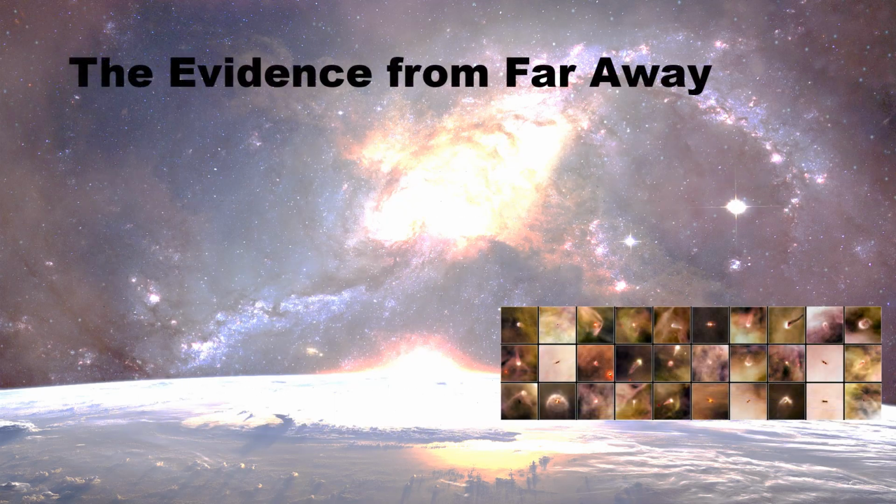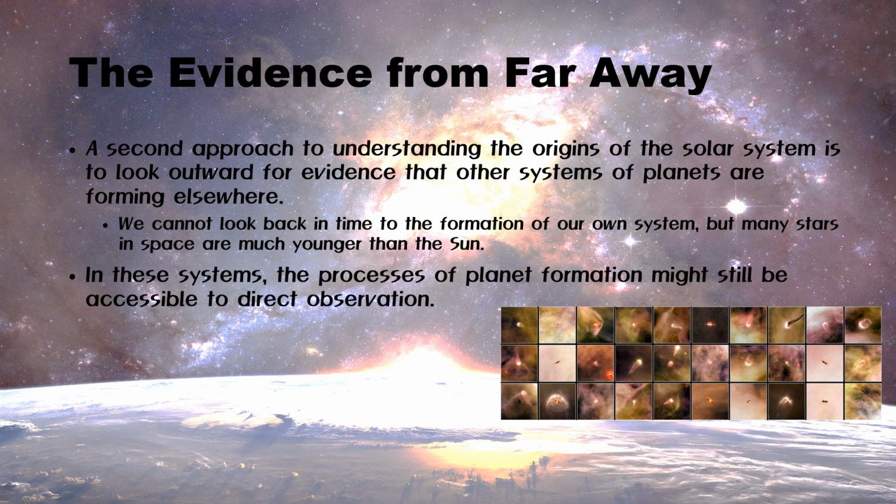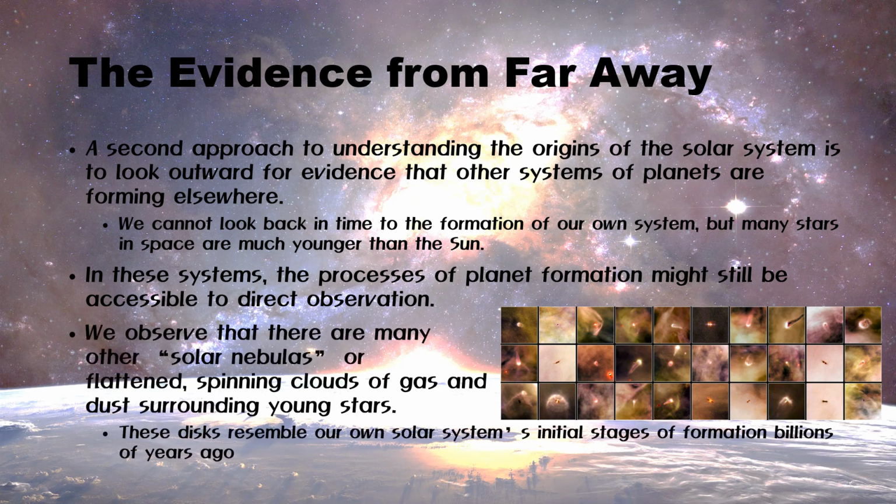So let's look at this from evidence far away, because of course we don't have a time machine to go back and look at the birth of our solar system. But another approach we can use to help understand the origin of our own solar system is to look for evidence in other systems where planets are forming. As I mentioned, we can't go back in time to the formation of our own system, but there are many stars in space that are much younger than the sun and might be undergoing their own journey. In these systems, the processes of planet formation might still be accessible to direct observation.